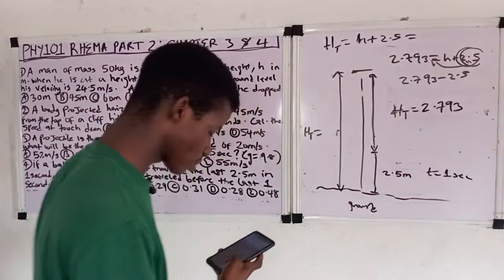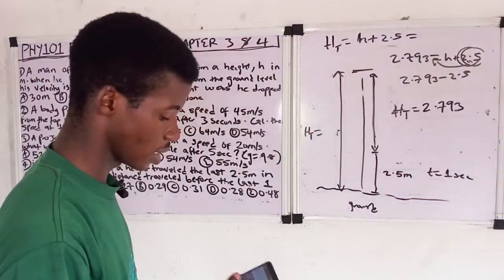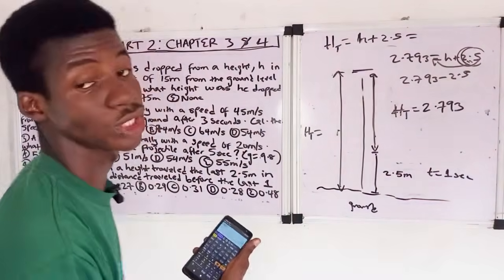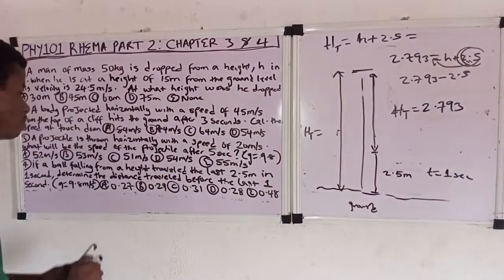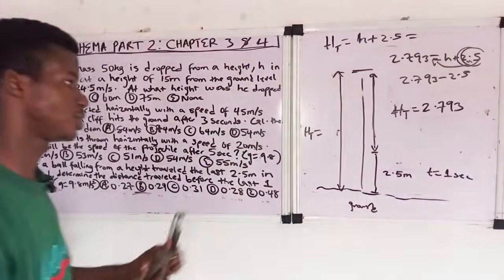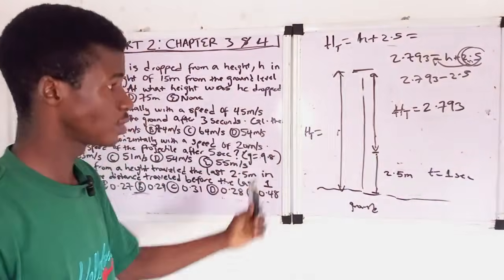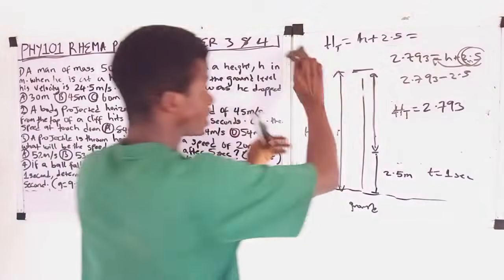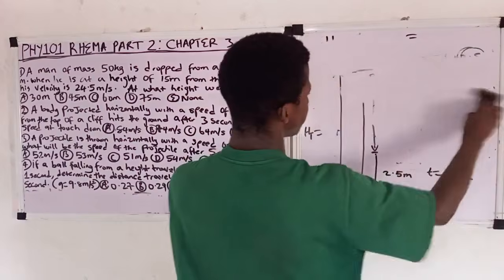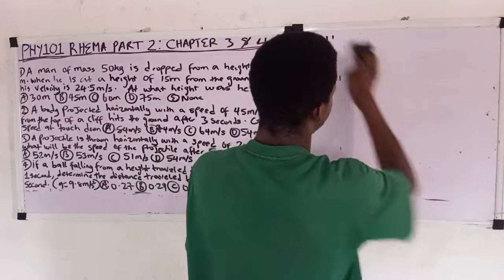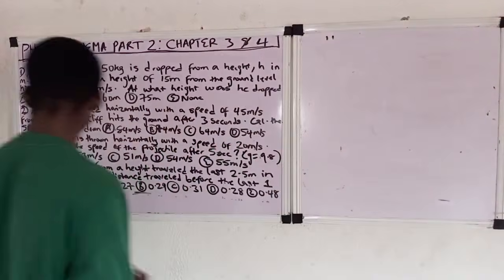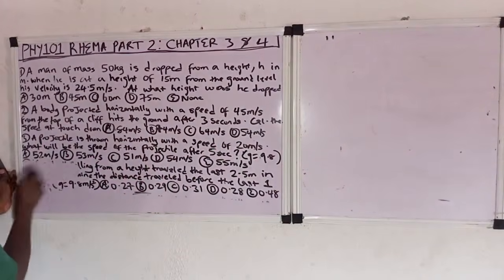Okay, so minus 2.5. Yes, so our answer here is 0.29. So 0.29. Okay, so the answer here is B, 0.29. It's an exam-based question. So that is how you do it, okay? So let's do more questions so you understand more. All right. So now let's continue with the next question, question 3.